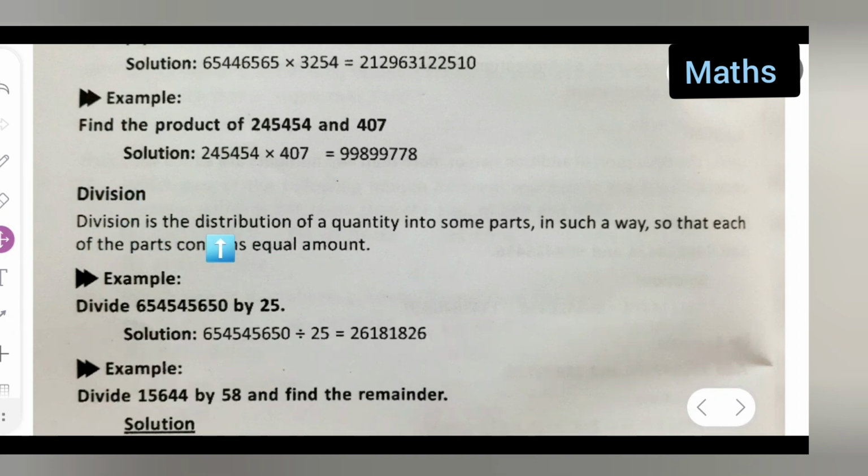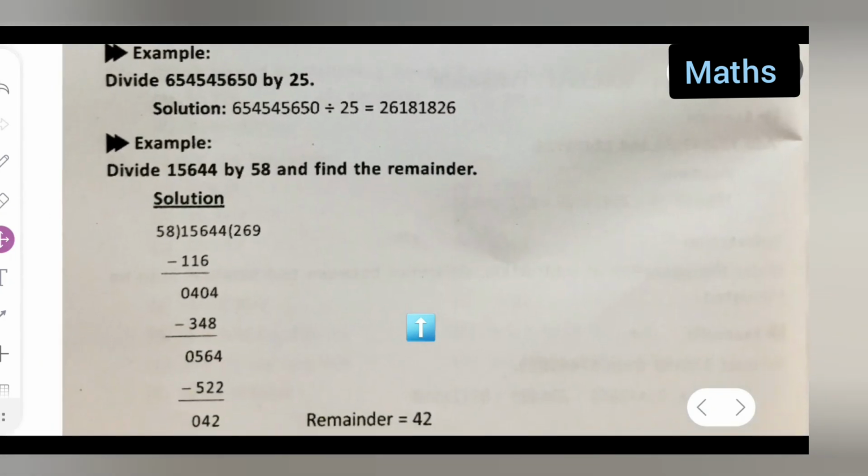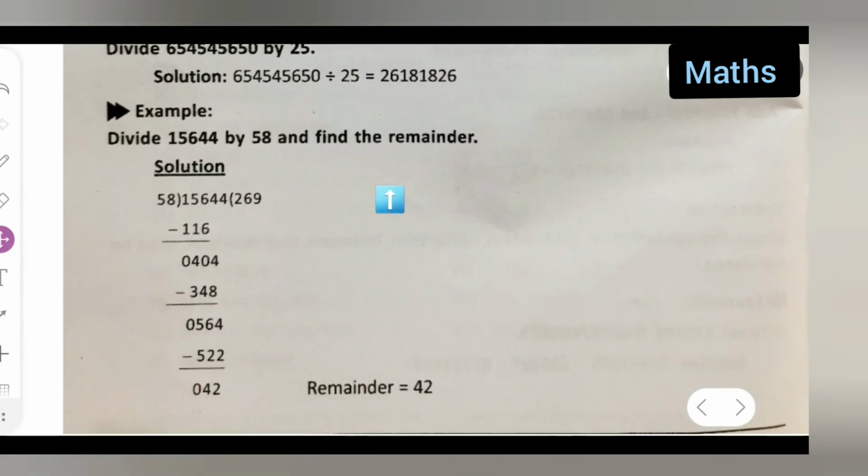Division is the distribution of a quantity into some parts in such a way that each of the parts contains an equal amount. Example: this big number is given, divide it by 25. You will have to divide this number by 25 and you will get a specific solution. Okay, next, one more example is given. You will have to divide this number by 58 and find the remainder.